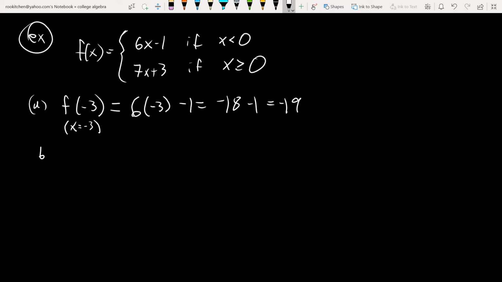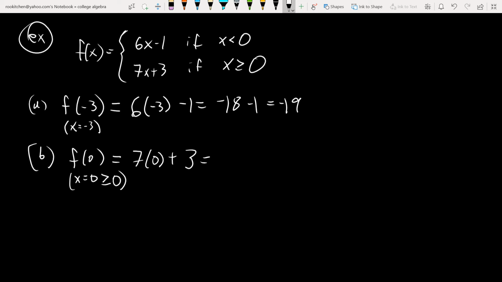Okay, great. Let's do another, f of 0. This time our x value is 0, which is greater than or equal to 0, right? So we're not in the first case, because 0 is not less than 0. We have to use the 7x plus 3 now, because x equaling 0 is greater than or equal to 0. It's in the second interval. So what do we have then? 7 times 0 plus 3. 7 times 0 is 0, plus 3 is 3.